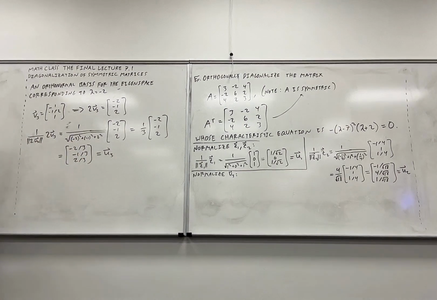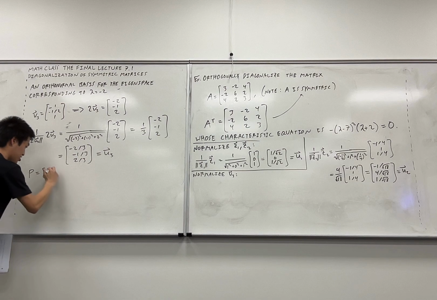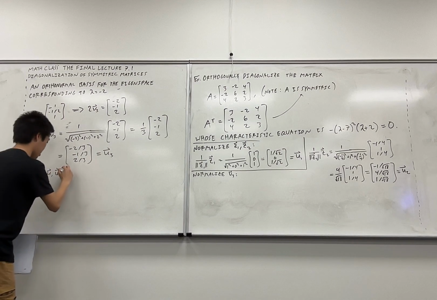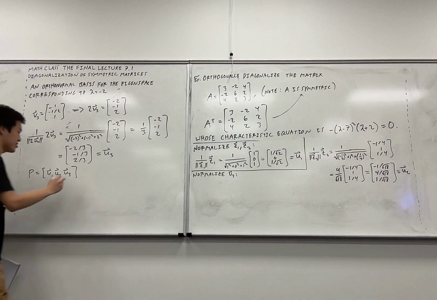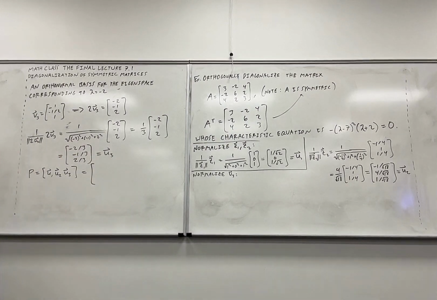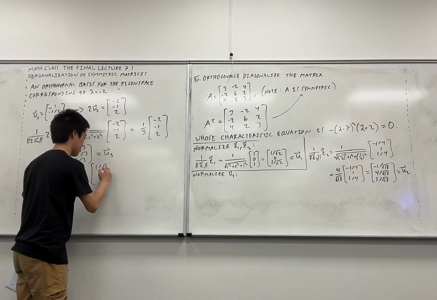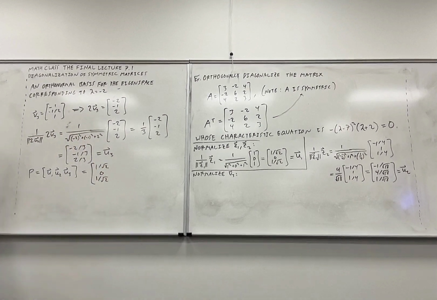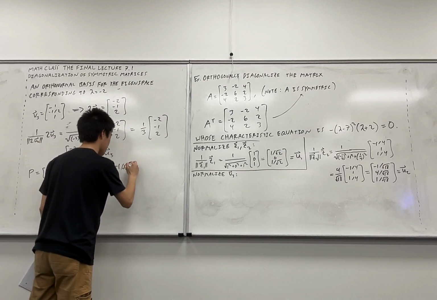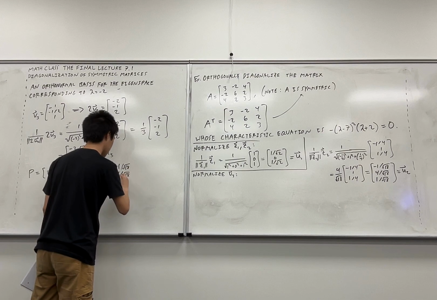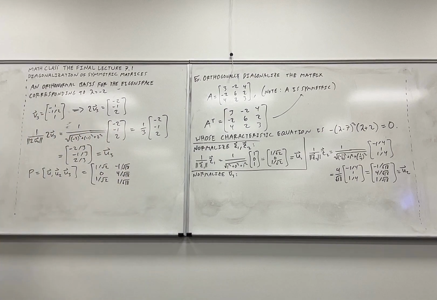So nothing's changed from when we put together orthogonal matrices. My P is going to be the same thing as just arranging my unit orthogonal vectors all together like this. So just U1, U2, U3. So my P is going to be what? What's the first column? 1 over square root of 2, 0, 1 over square root of 2. Second column? Negative 1 over square root of 18, 4 over square root of 18, 1 over square root of 18. And the third column?